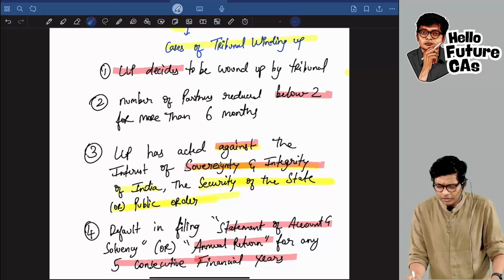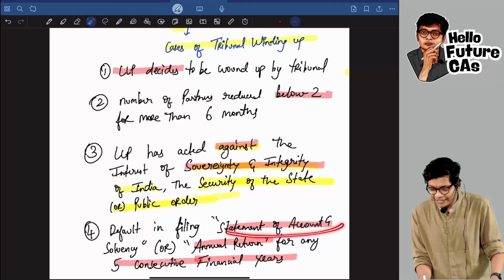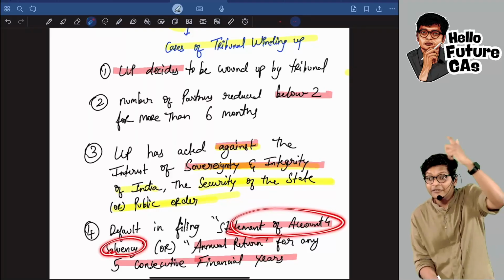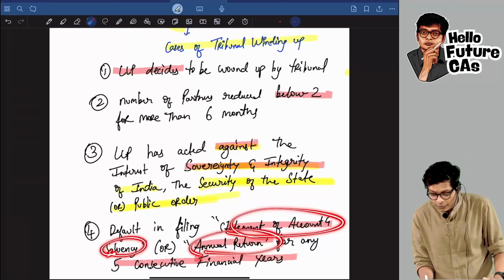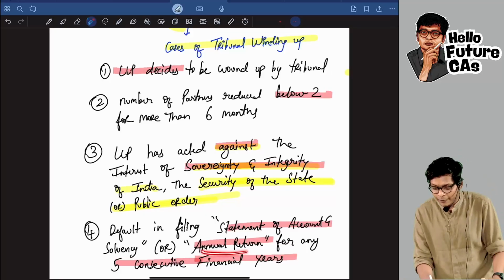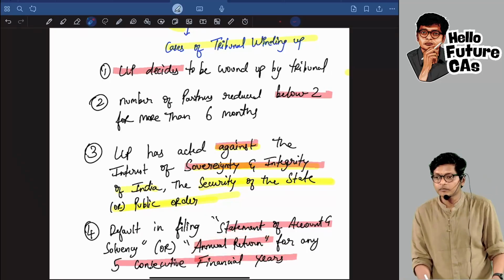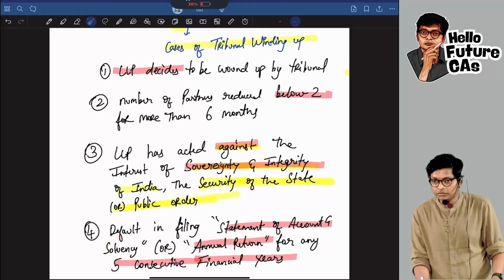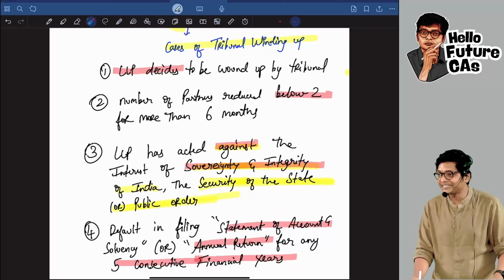Next, two important things to file. Filing of statement of account and solvency. We saw the concept earlier, correct? And the annual return. We already saw it earlier, guys. The annual return will be filed within how many days? 60 days. Statement of account and solvency within 6 months, correct? One is 6 months, one is 60 days.